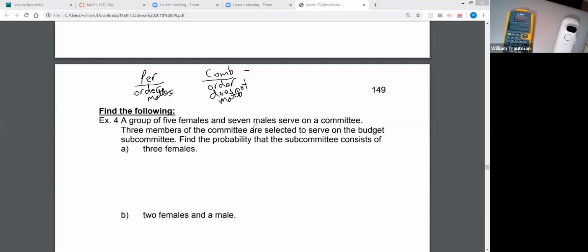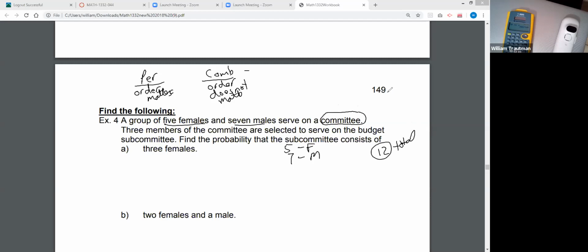A group of five females and seven males. So we have five females, we'll put it over here, and seven males. There are 12 people total. They serve on a committee. Three members of the committee are selected to serve on the budget committee. Find the probability the subcommittee consists of three females.